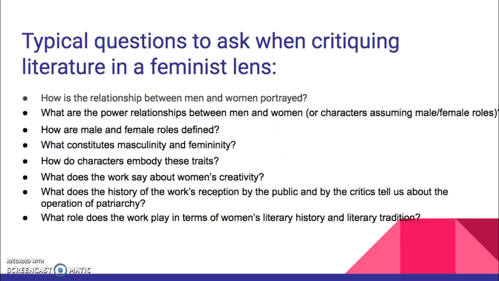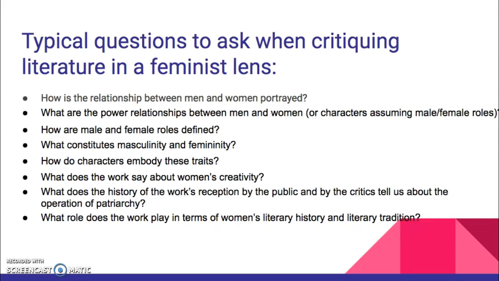Typical questions people will ask. So as you're reading Daisy Miller now, and Scarlet Letter in a little bit, think about these questions. One, how is the relationship between men and women portrayed? Pretty simple. Two, what are the power relationships between men and women? Who is in power in the relationships? And also, ultimately, who wins and who loses?